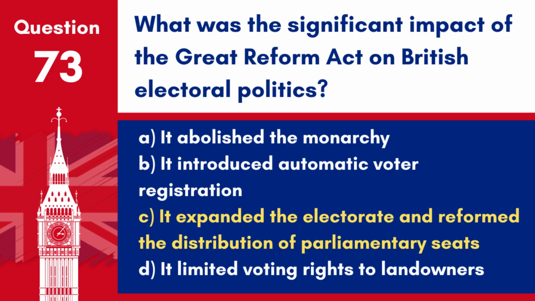Answer: C. It expanded the electorate and reformed the distribution of parliamentary seats. The Great Reform Act of 1832 had a significant impact on British electoral politics by expanding the electorate to include more middle-class men and reforming the distribution of seats to make representation more equitable.